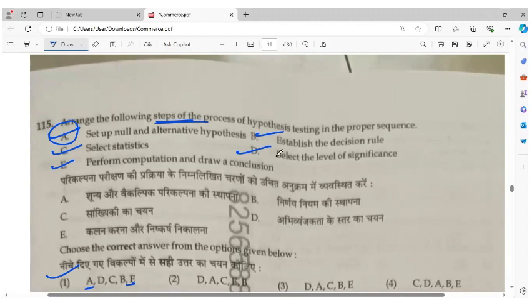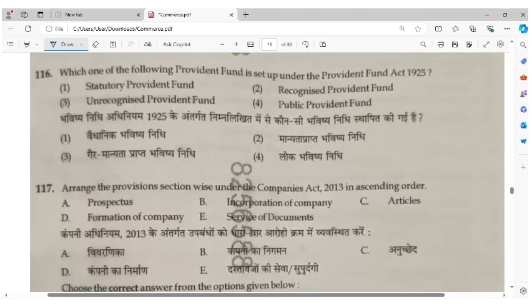Now the next question: which of the following is a provident fund set up under the Provident Fund Act 1925? The option is the statutory provident fund. That is the one set up under the 1925 Act.